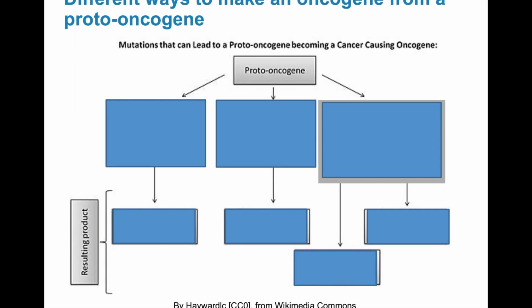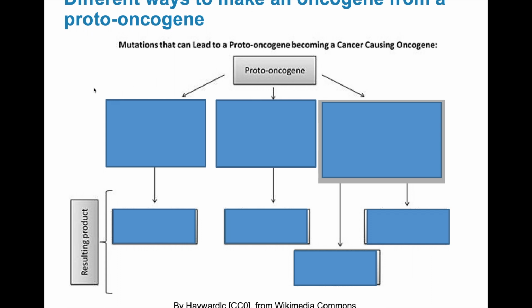Now, we talked about proto-oncogenes, and we mentioned they are normally involved in promoting cell growth. But mutations can lead proto-oncogenes to become cancerous. They can turn from a proto-oncogene into an oncogene. An oncogene is the bad form of a proto-oncogene.